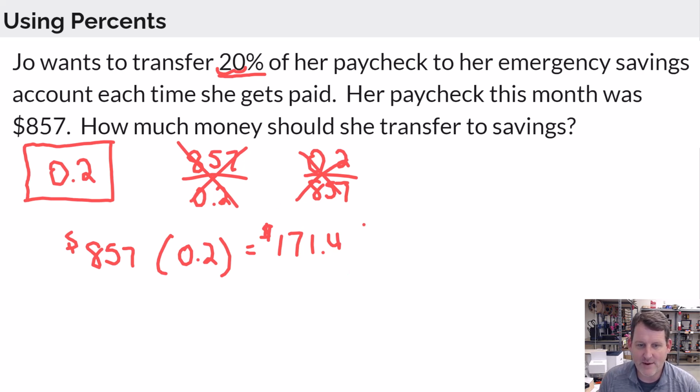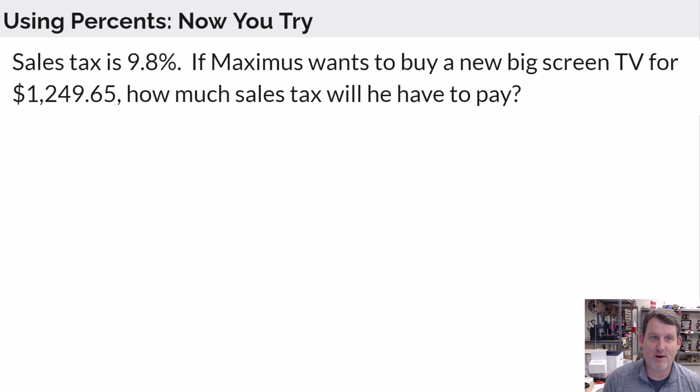The one last thing I want to do is add another 0 on here because dollars always get reported with 2 decimal places. So $171.40 into savings. I'm going to just put some words here so it's clear that I understand what the meaning of this number is. All right, that's that problem. Last problem. You try this one, pause the video, come back when you're ready to see what the answer is.